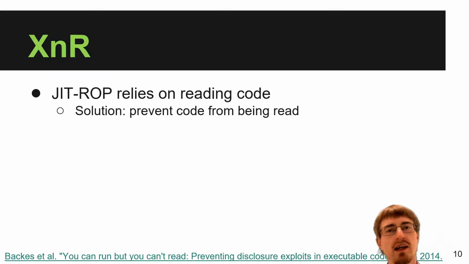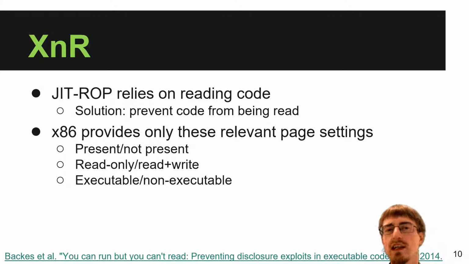So after this attack was presented, people began thinking about how you can prevent such an attack. One of the ways to prevent this attack is the XNR approach, which means that you prevent code from being read. So any code that's executable is not readable, and vice versa. Now, JIT-ROP relies on being able to read the code, so this should prevent the attack. Unfortunately, x86 does not allow one to do this.